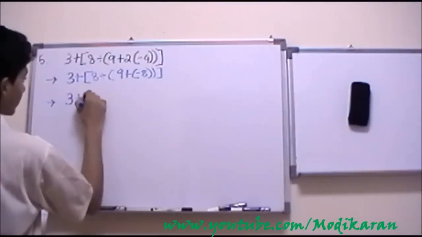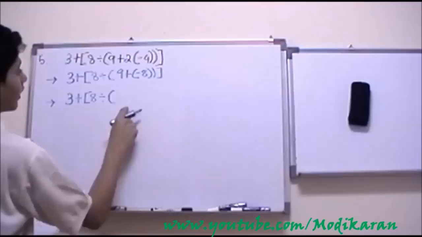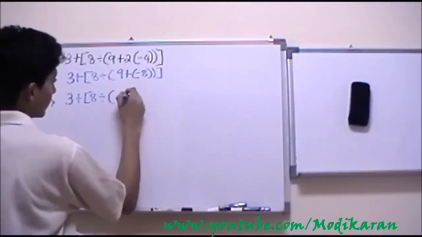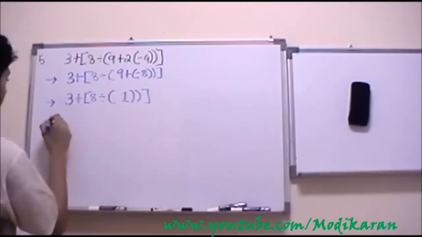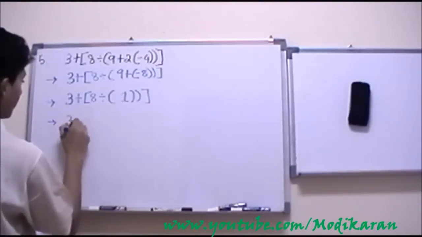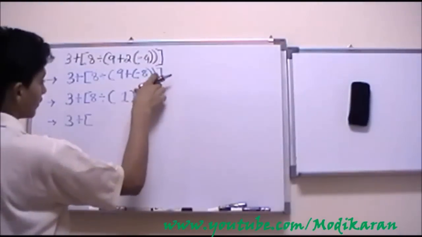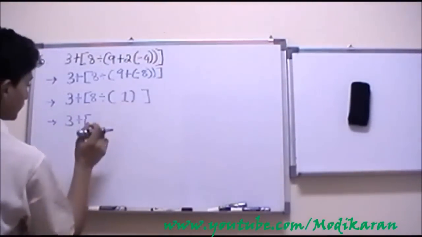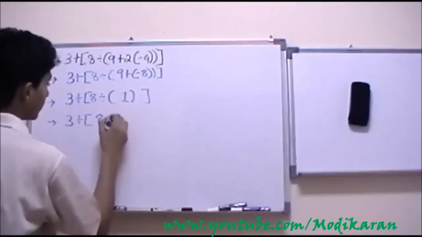3 plus 8 divided by parentheses 9 plus negative 8, or 9 minus 8, we can convince ourselves it's 1. Okay, now what we need to do is remove all this parentheses. 3 plus bracket, you remove all this parentheses. Okay, I don't need that. So 8 divided by 1, which is basically 8.